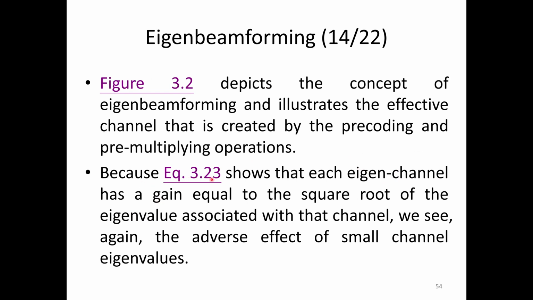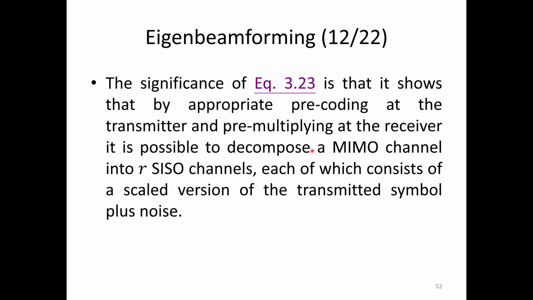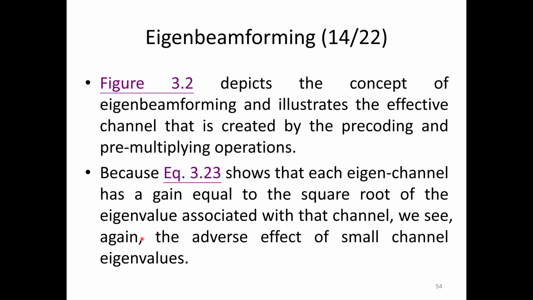Equation 3.23 shows that each eigenchannel has a gain equal to the square root of the eigenvalue associated with that channel. Okay, let us see equation 3.23 again. We can see that for each eigenchannel there is a gain, the square root of lambda I, which is like the channel gain, where lambda I is the eigenvalue of the ith eigenchannel. We see again the adverse effect of small channel eigenvalues. That is, the channel eigenvalues should be as large as possible.